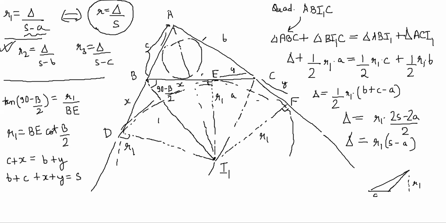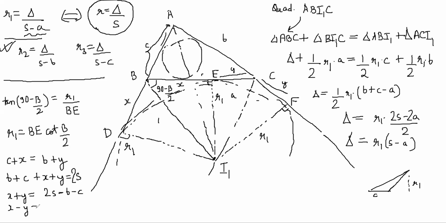Correct. Yeah. B plus C plus X plus Y should be S, no? Yeah. No, it should be 2S. V2 is X. Perimeter. So X plus Y is coming as 2S minus B minus C, right? Correct. Yeah. And what is X minus Y coming?